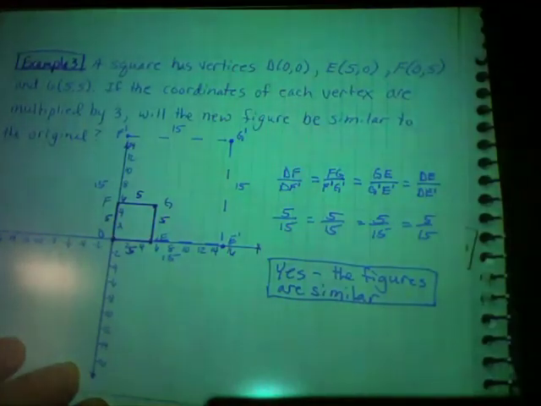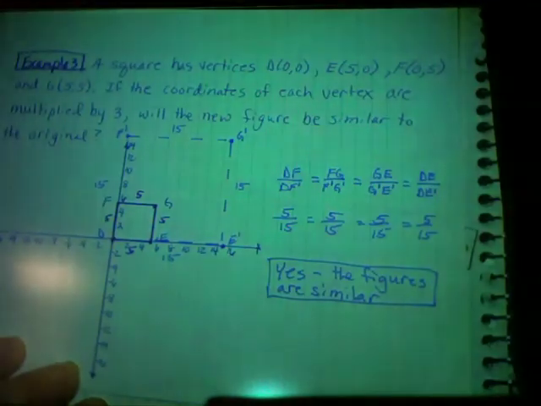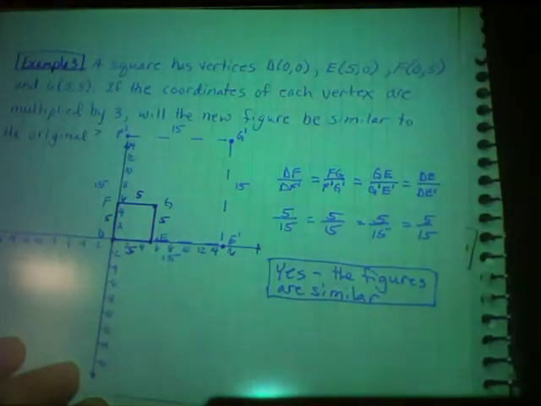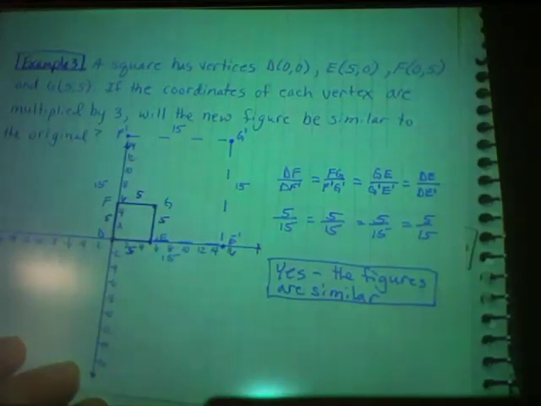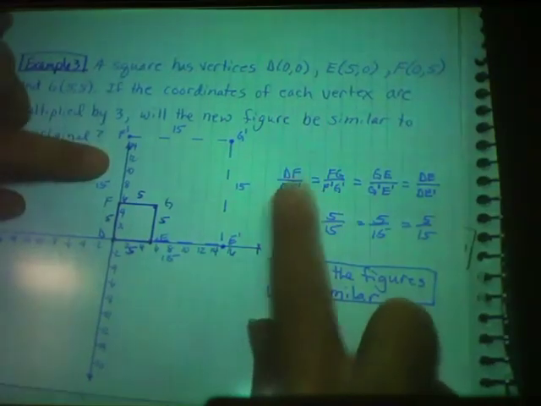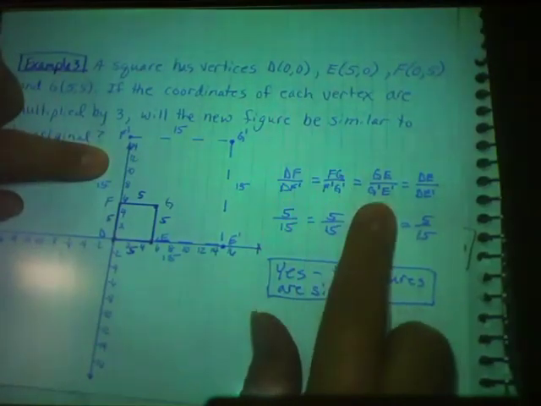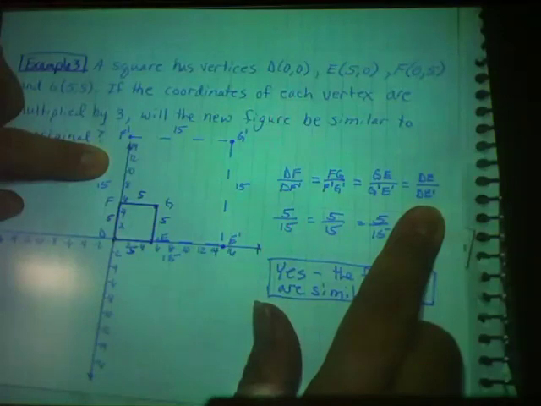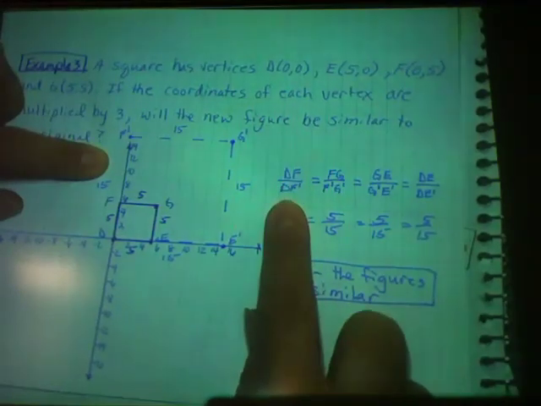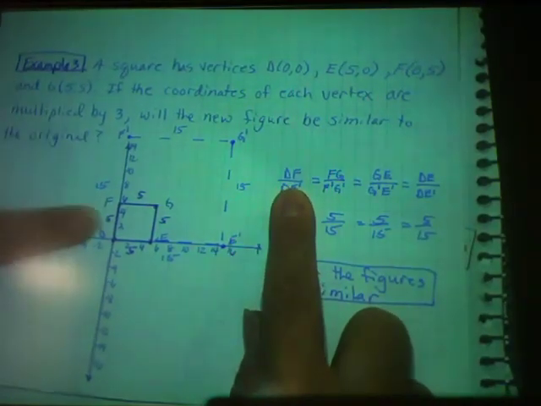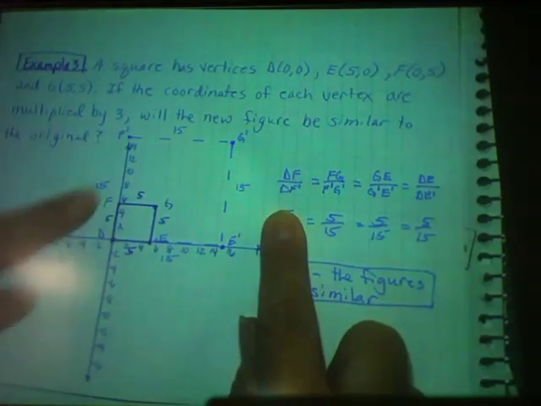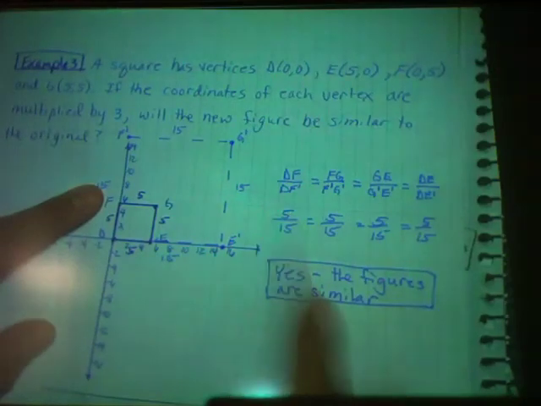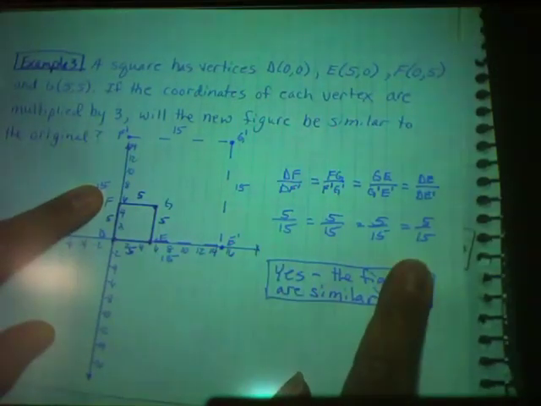So the question is asking you, will the new figure be similar to the original? Well, I already know that I have 4 right angles because I have vertical and horizontal lines, so I don't have to test that in this particular coordinate system. But then notice what I'm doing. I'm setting up each of the corresponding sides, original to dilated. So like DF to DF prime. So this side is to this side. And because I have perfectly vertical and horizontal lines, I did not have to use a distance formula. I could just count squares.